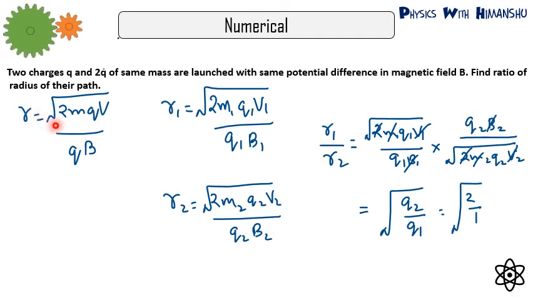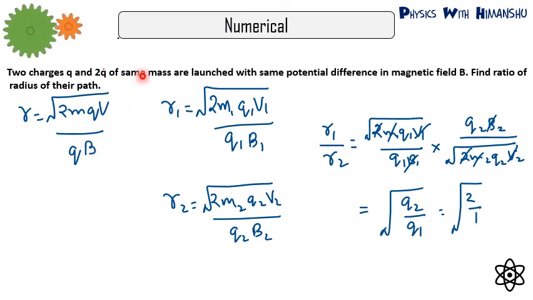R is root 2mqV divided by qB. Now remember one thing. When we talk about velocity, the formula that you have to use is mv by qB. When we talk about momentum, p by qB. When we talk about kinetic energy, root 2mK by qB. And when we talk about potential difference, then root of 2mqV divided by qB.